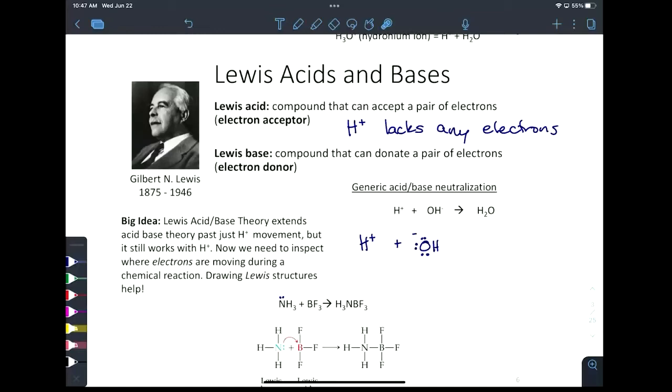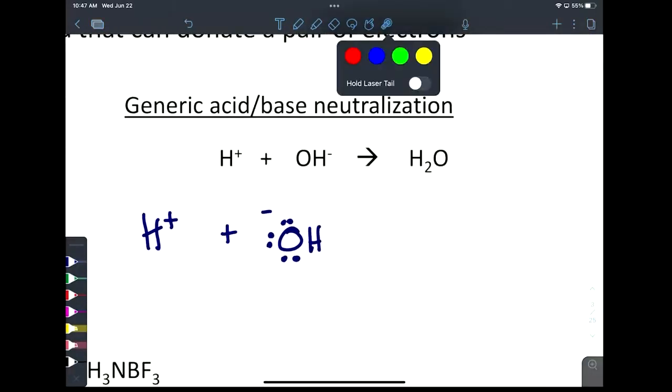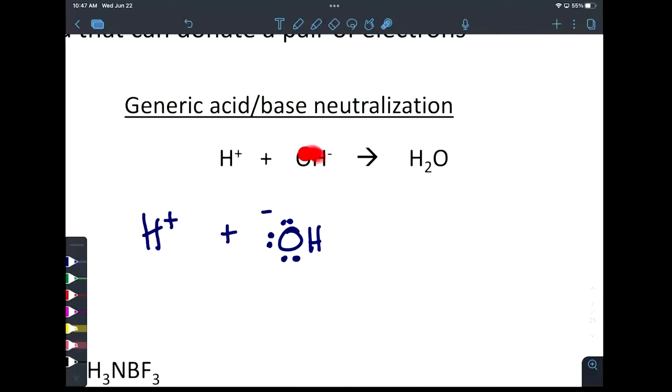So this is the difference. But again, with all of these definitions, they build on one another. So Bronsted-Lowry and Lewis acids, they're both acids. All the bases, they're both bases. It's just different ways to think about it. So let's look at a general, generic acid-base neutralization. We combine H+ and OH-, we get water, right?